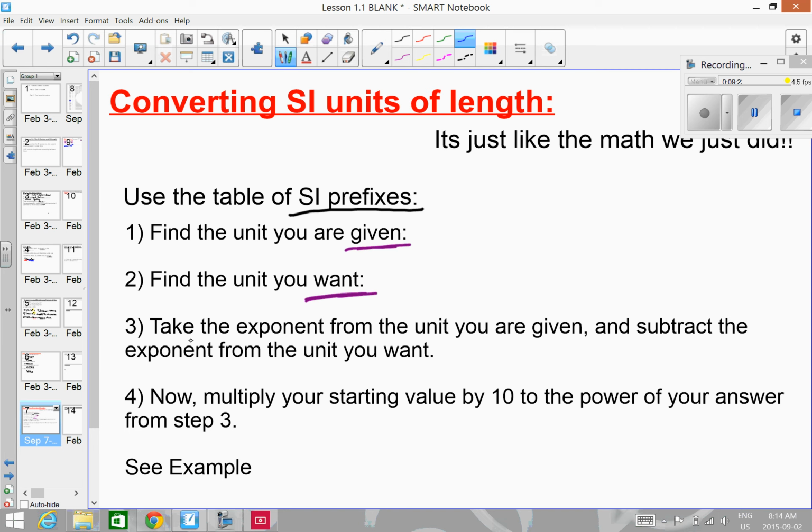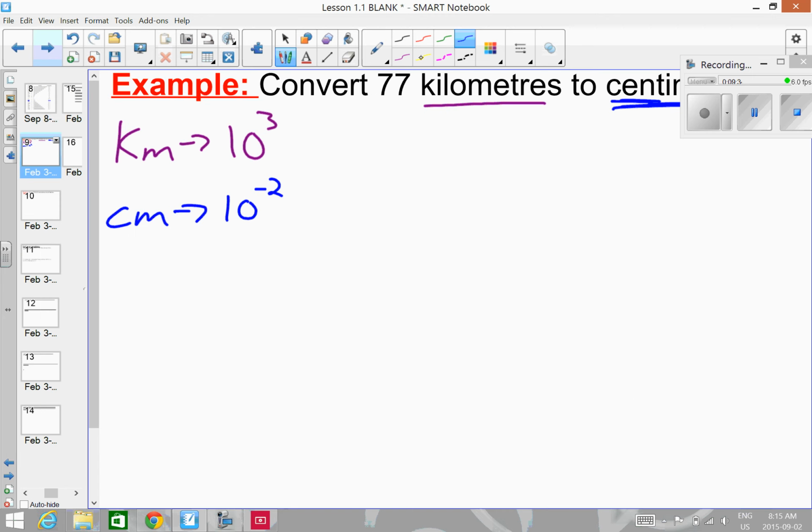So, our third step, take the exponent from the unit you're given, that's our first number, and subtract the exponent from the unit you want. So what that means is, we're going to take this number, and then subtract this number. Alright, so step number 3 is 3 subtract negative 2. Now remember, when we are subtracting a negative, that's the same as adding the opposite. So 3 subtract negative 2 is the same thing as 3 plus positive 2. So that is just 5.